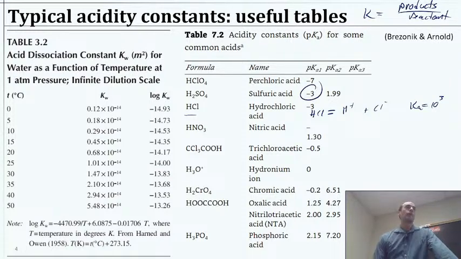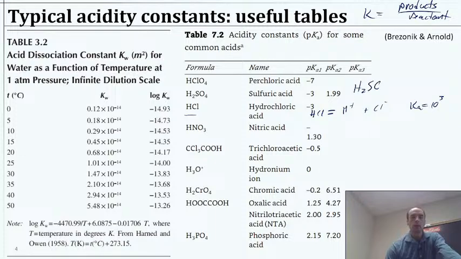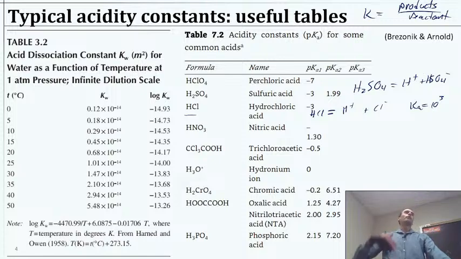The first proton it gives up, it is very happy to do so, just like hydrochloric. And the second proton it gives up, because the first proton is H2SO4, it's going to give up a proton and then have HSO4 minus. It can then give up the second proton, and it's going to do that with a pKa of about 2, meaning at pH 2, we actually have some HSO4 minus. About half of it is HSO4 minus, the other half being SO4 2 minus.